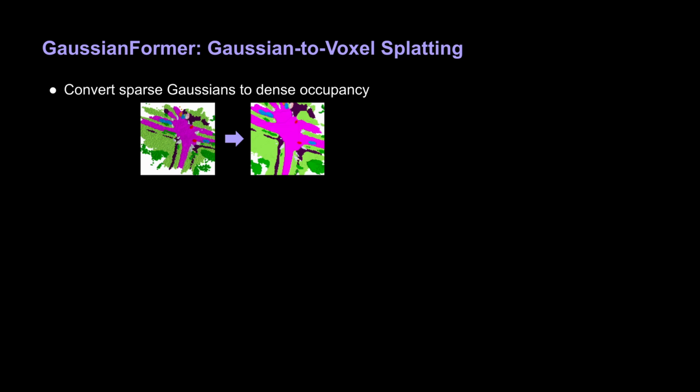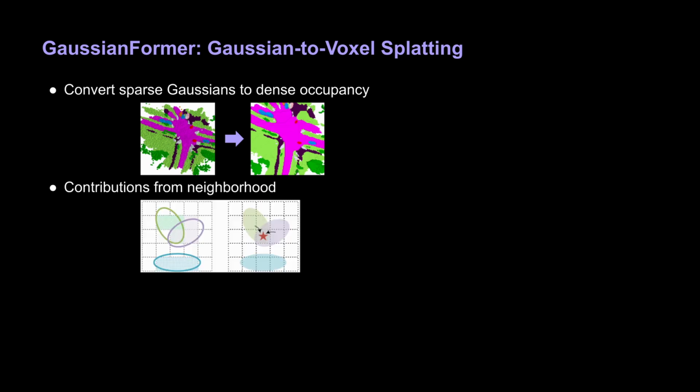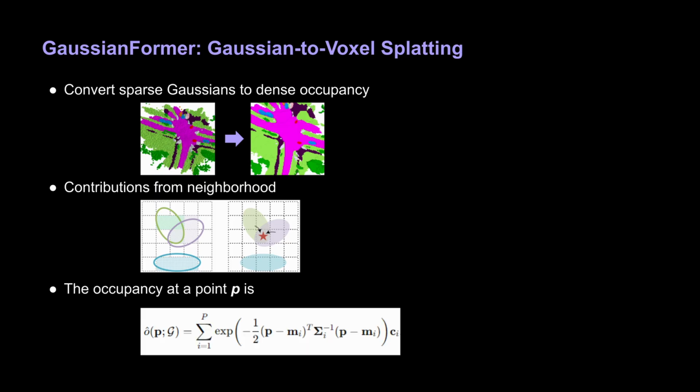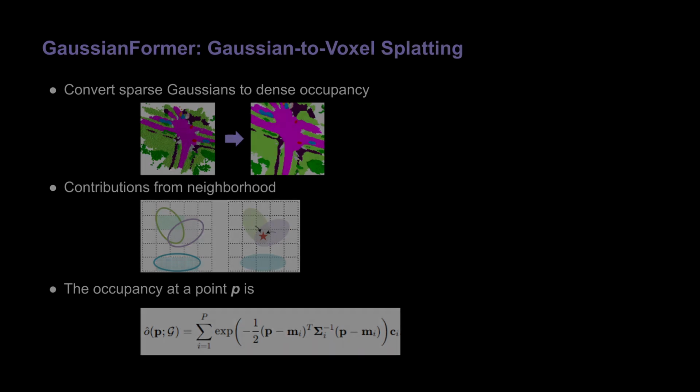Converting sparse Gaussians to dense occupancy. The 3D Gaussians are first embedded into the target voxel grid according to their means. This module approximates occupancy at a voxel by aggregating contributions only from Gaussians in its neighborhood, dramatically reducing computation. Formally, the occupancy value and semantic distribution at a point P is computed as a summation of exponential function of the distance from each neighboring Gaussians multiplied by semantic logits.